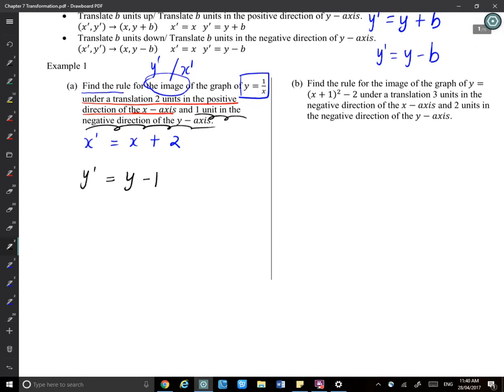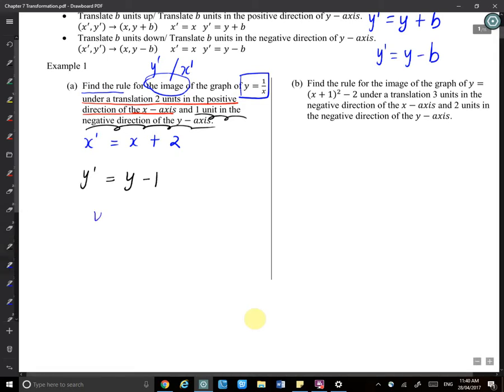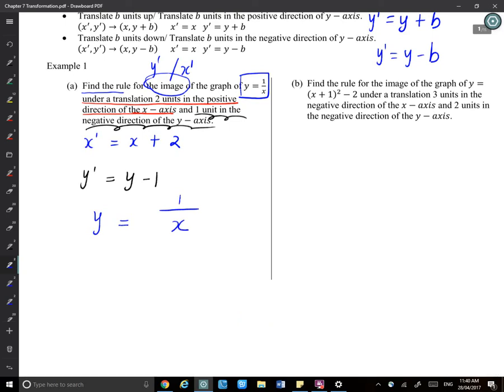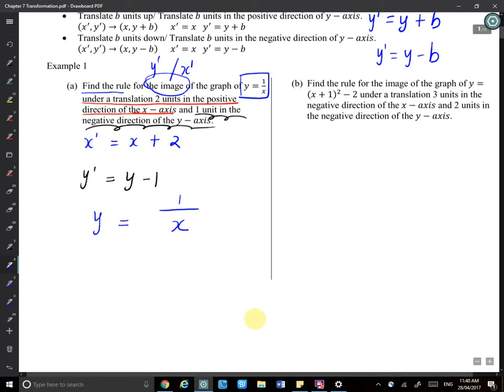The next thing will be important. Let's write this here. y equals 1 over x. That's your original graph. It's in terms of y and x. If I want to do substitutions, I can't substitute this x dash into this x, and I can't substitute this y dash into this y. So I need to rearrange this equation. I'll make x equal to x dash minus 2 and y equal to y dash plus 1.